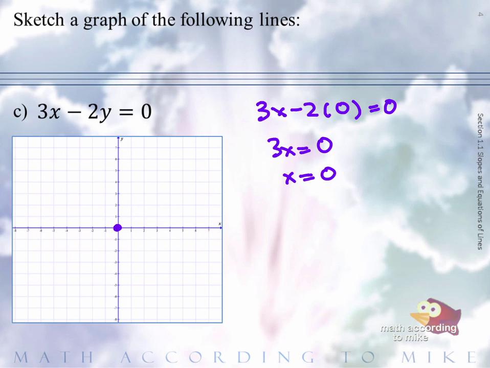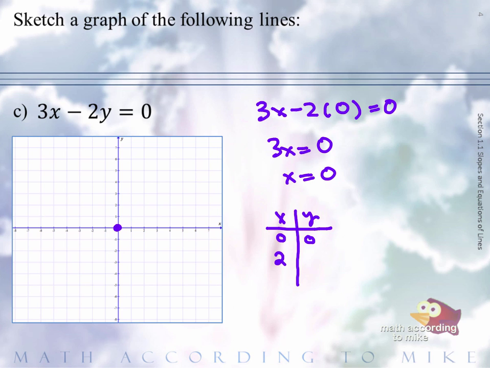So because of that, finding intercepts for this one doesn't really work. I suggest instead that we make an xy chart. We already put in 0 for x and we got 0 for y. So let's pick another number for x. It doesn't matter what you pick, but you might as well pick something nice so no fractions are produced. I'm going to pick 2.